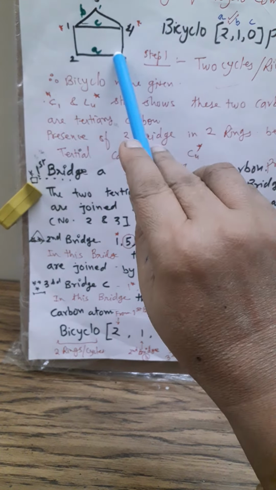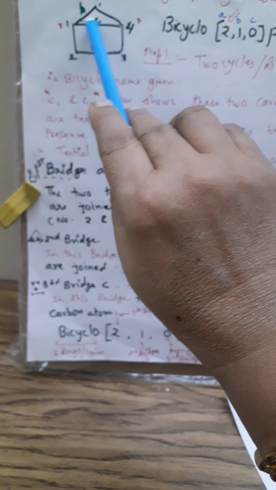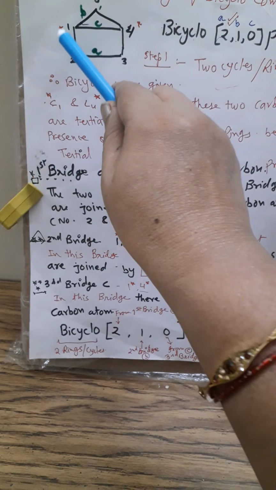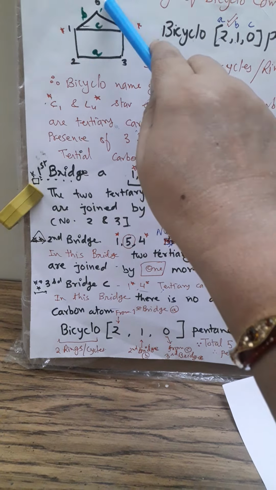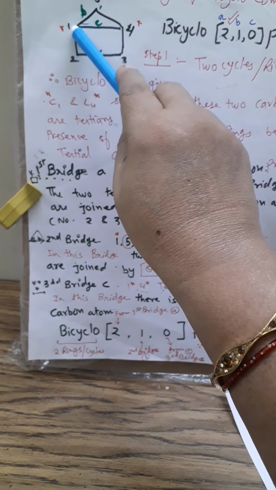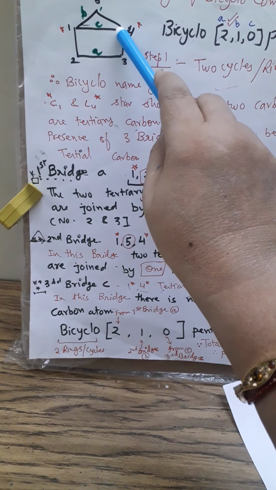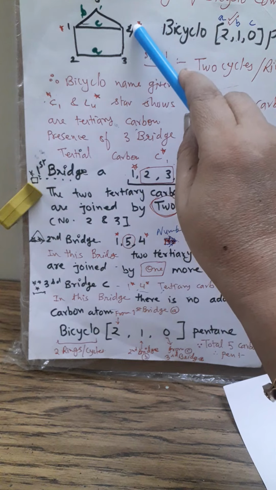I have made a rectangle, and then on the top of the rectangle I made a triangle. So this is first carbon, this is second carbon, this is third carbon, this is fourth carbon, this is fifth carbon. See here, this carbon is attached with three other carbons, so it is a tertiary carbon. This fourth carbon is also a tertiary carbon. So I made a star here, I made a star here.